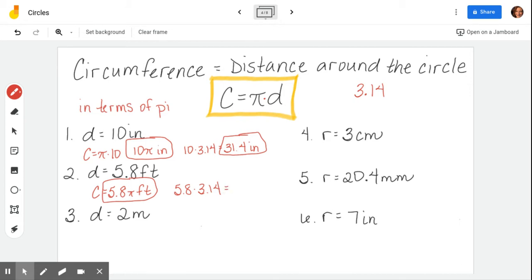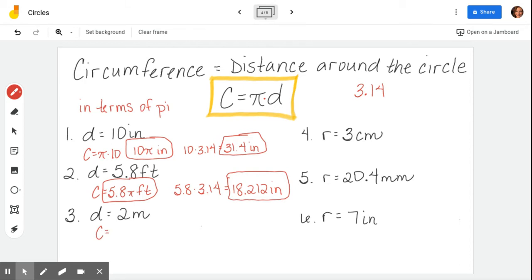Let me grab my calculator. 5.8 times 3.14 would be 18.212 inches. And then just pay attention to the homework assignment or the test that you're working on. Look and see if it asks you to round to the nearest 10th or 100th. If it doesn't, you can just go ahead and write the 0.212, but be careful if it does ask you to round.